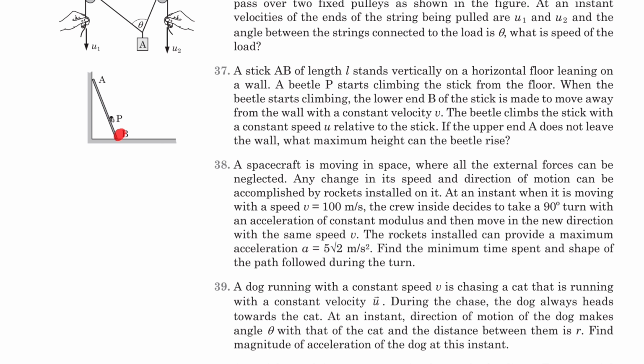So there's an insect that starts climbing on this rod. And when the beetle starts climbing, the lower end of the stick is made to move away from the wall with a constant velocity v. The beetle climbs the stick with a constant speed u relative to the stick. So beetle is moving with a speed u, while the lower end is dragged with a speed v. Both speeds are constant, and the upper end A does not leave the wall, so this end continues to be in contact with the wall. What maximum height can the beetle rise? So this is the question.